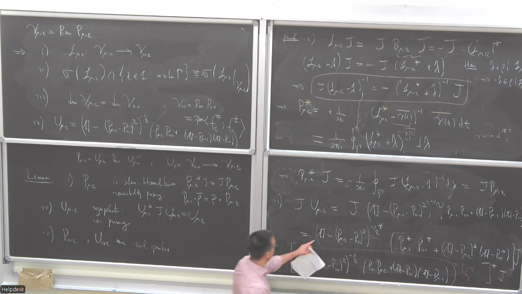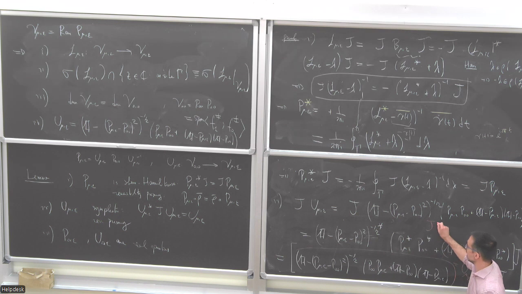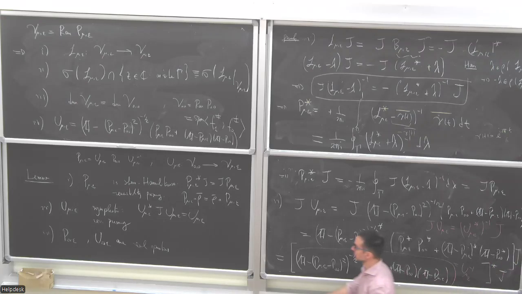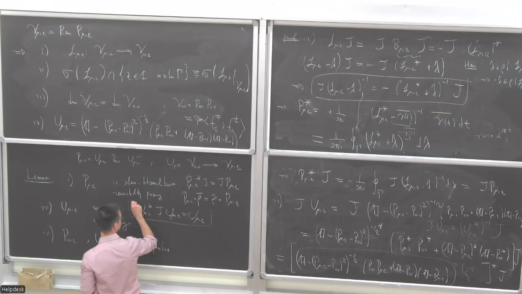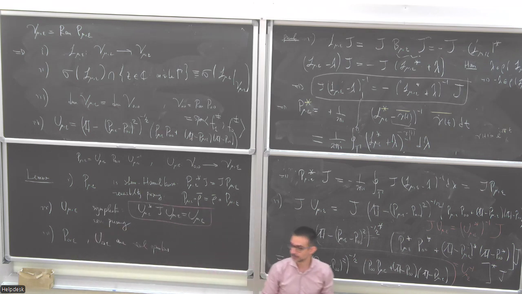So all of this, what does it prove? This proves that J U mu epsilon is equal to U mu epsilon star minus 1 J. Now apply U star with epsilon and you have them on this object. Yeah, just like that. It's J at the right hand side.